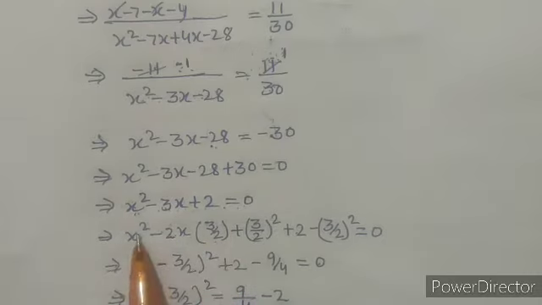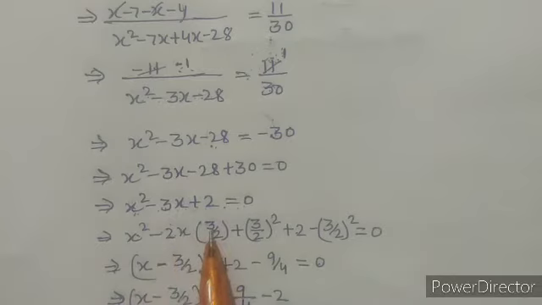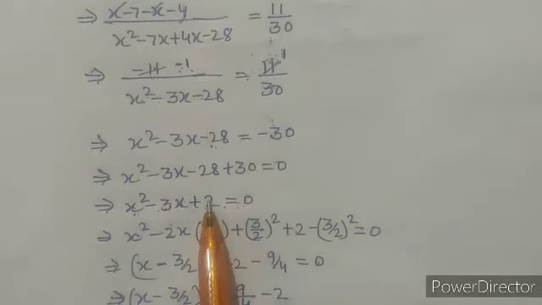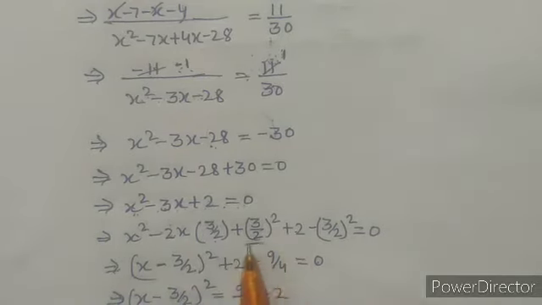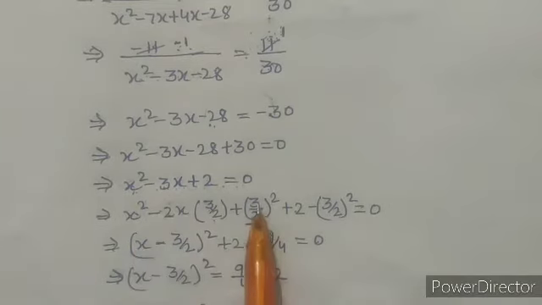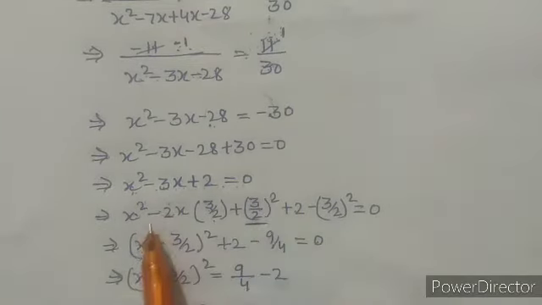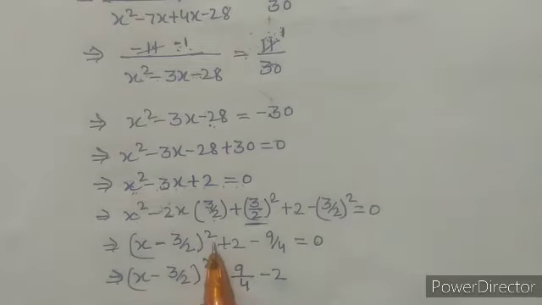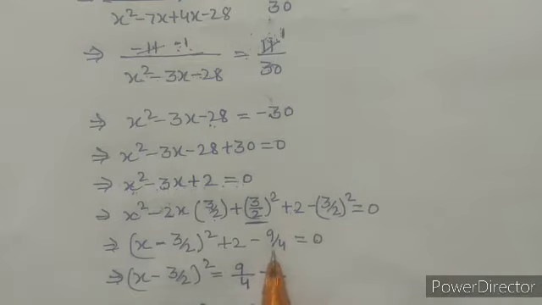Now this is in the form of a square minus 2ab, so the next term should be b square. So plus b square, and b was 3 by 2, so 3 by 2 square. Now 2 was already in the question, but this b square we have written ourselves, so we will subtract it also. Now from x square to 3 by 2 square, this is the formula for x minus, because it is negative sign here, so this will be x minus 3 by 2 whole square. Now plus 2 minus 3 by 2 whole square will be 9 by 4.